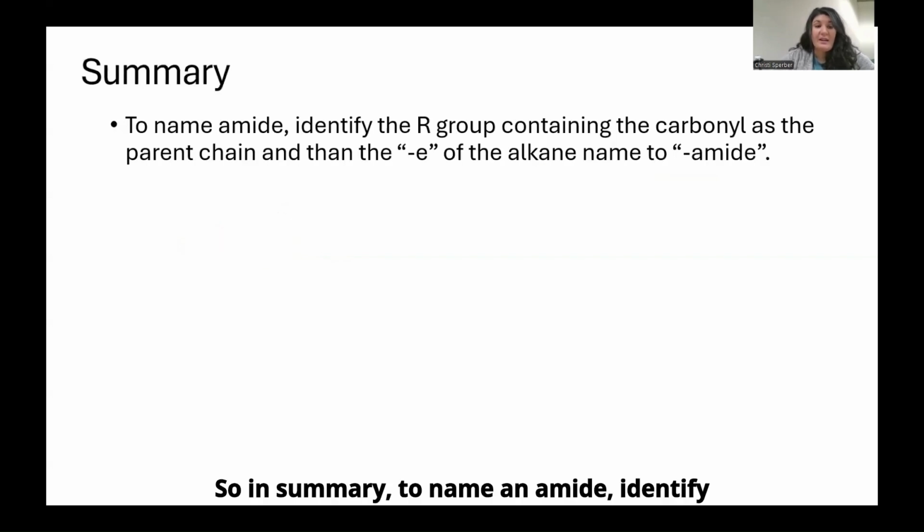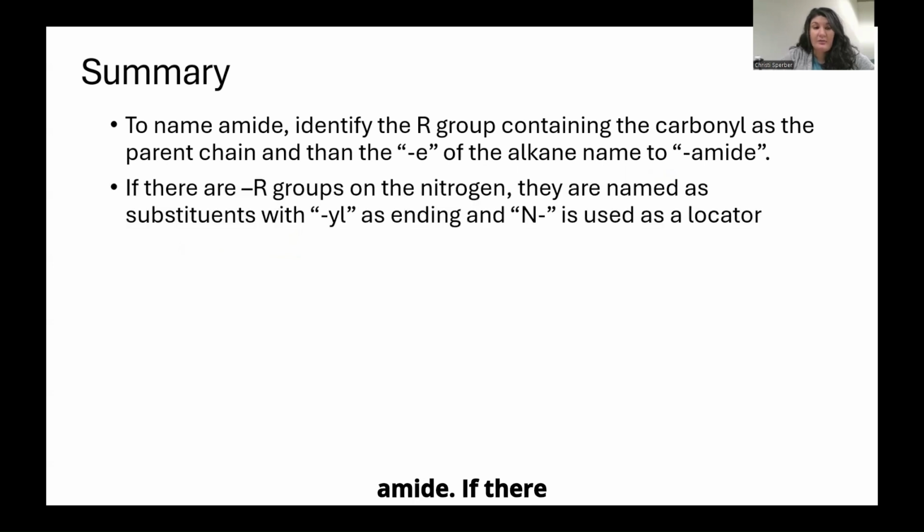So in summary, to name an amide, identify the R group containing the carbonyl as the parent chain, and then change the E of the alkane name to amide. If there are R groups on the nitrogen, they are named as substituents with YL as the ending, and then N hyphen is used as a locator.